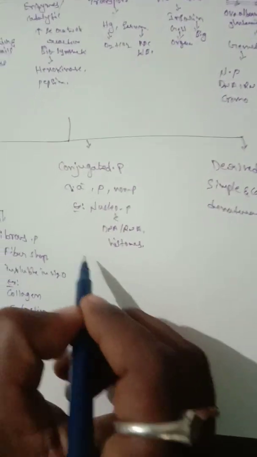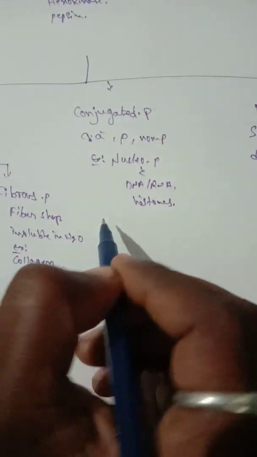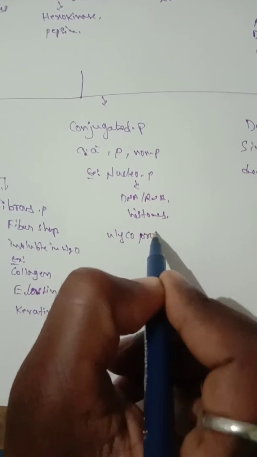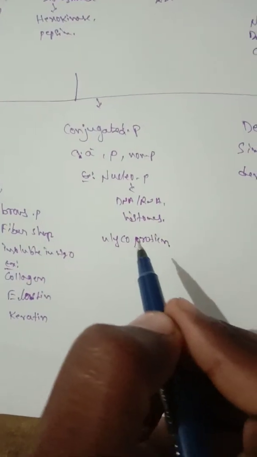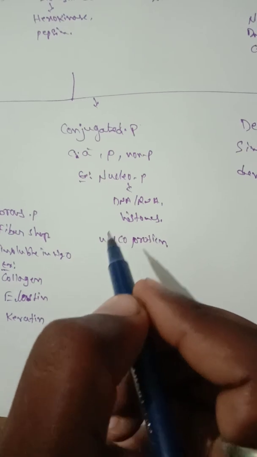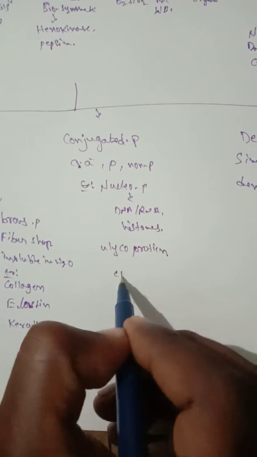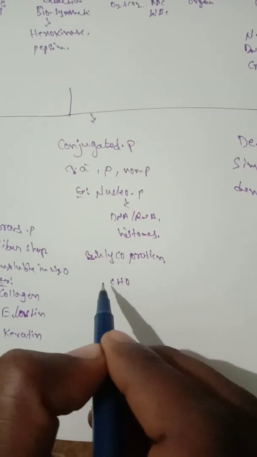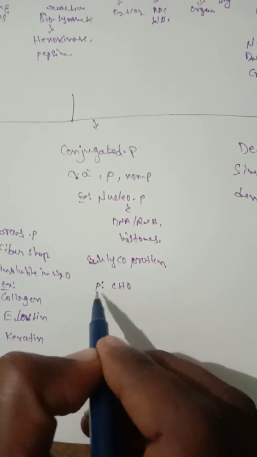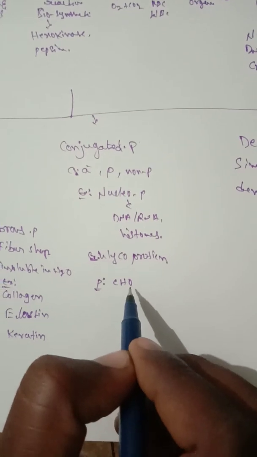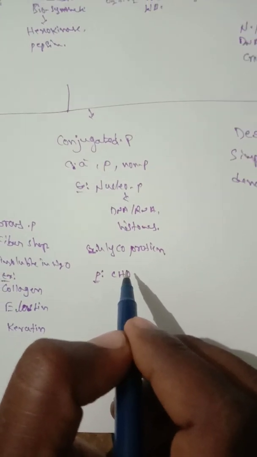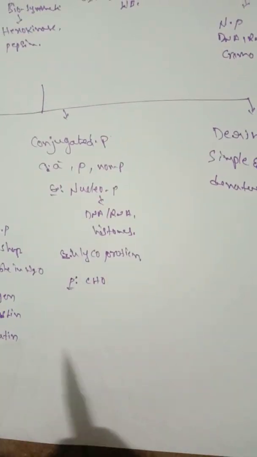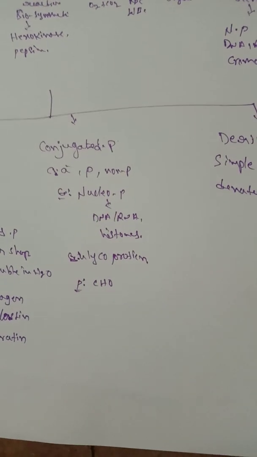The next example is the glycoproteins also. In glycoproteins, the prosthetic group is the carbohydrate. Prosthetic group means non-protein group. The non-protein group is the carbohydrates. The next one, it contains ovum and mucin, saliva. These are all the examples for the glycoproteins.